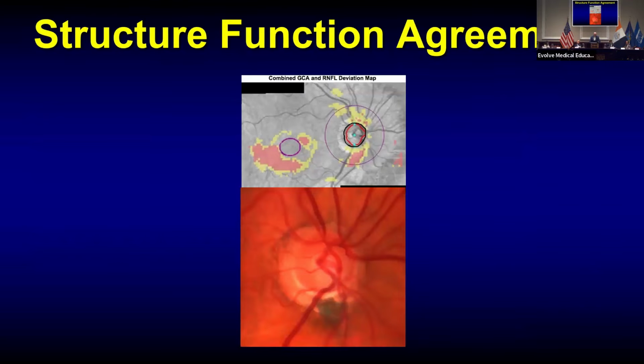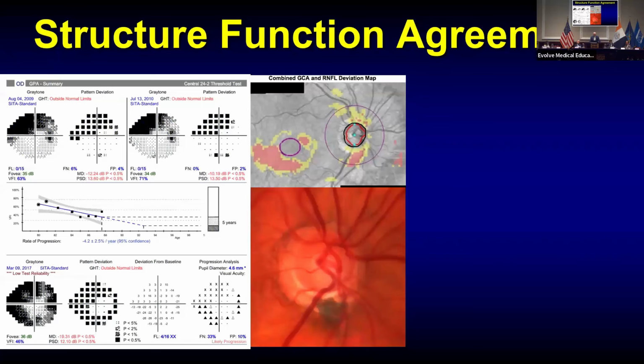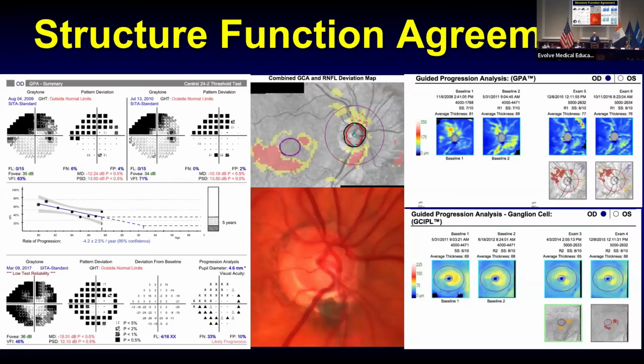We like to see structure-function agreement when assessing progression. Here's an eye with severe glaucoma. I'm also highlighting a panoramic map, which incorporates both the macula as well as the optic nerve in one map. And there's clearly rather rapid progression in this eye, now involving both the upper and the lower hemifields. And when one looks at the changes over time in the optic nerve and the macula, we see rather good agreement. That's helpful. That's not always the case.